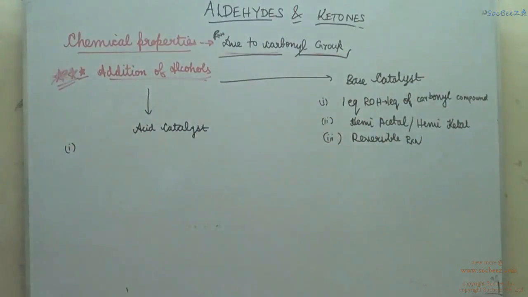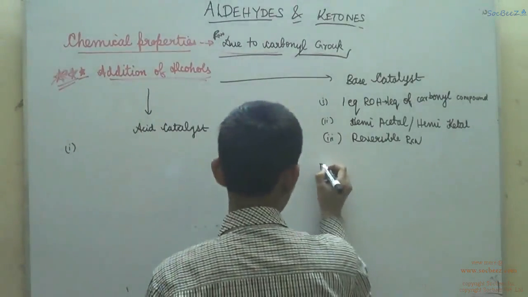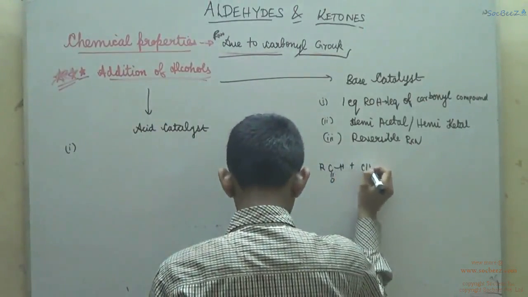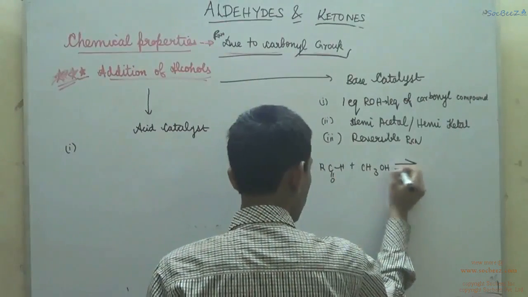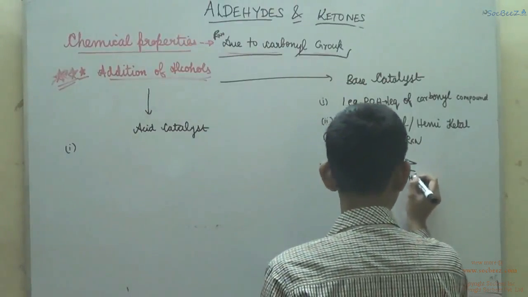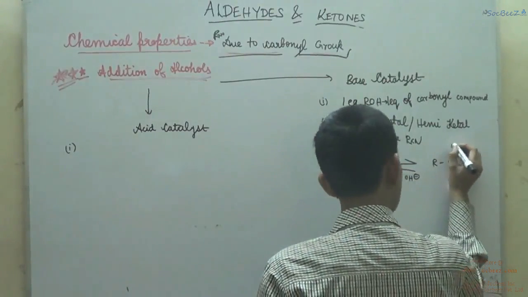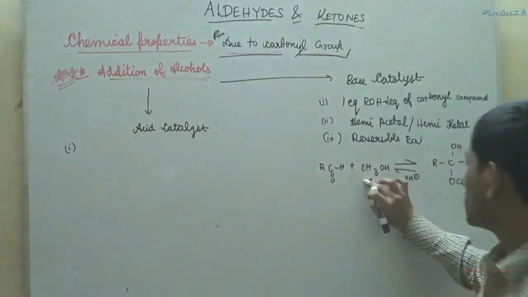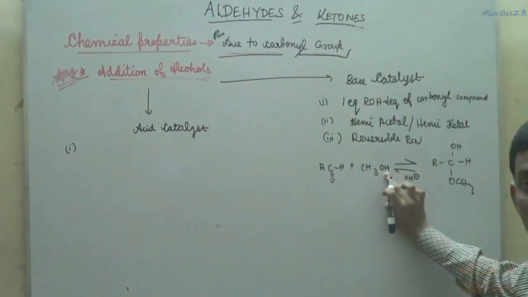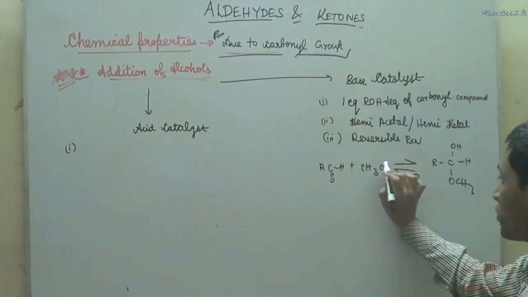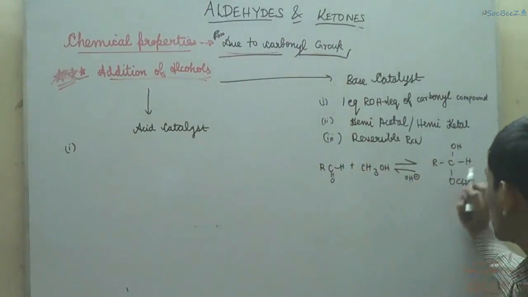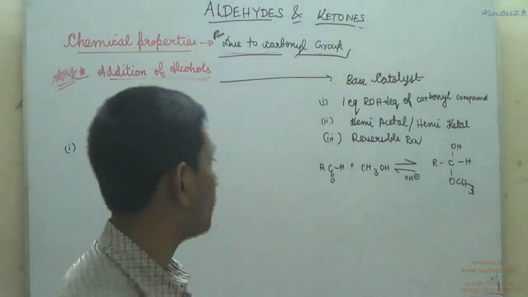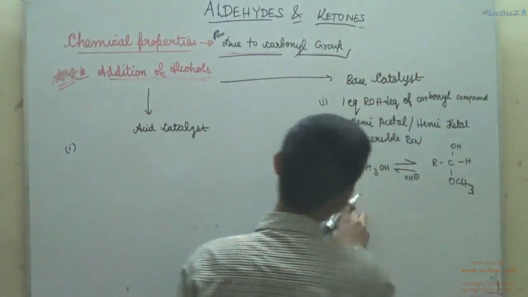Okay, so let me show the reaction. How is it? So this is an aldehyde in presence of CH3OH, which is an alcohol. In presence of base catalyst, you get RCOH, H, OCH3. What happened? Base removes this hydrogen. So CH3O minus goes and attacks here. So you get OCH3.